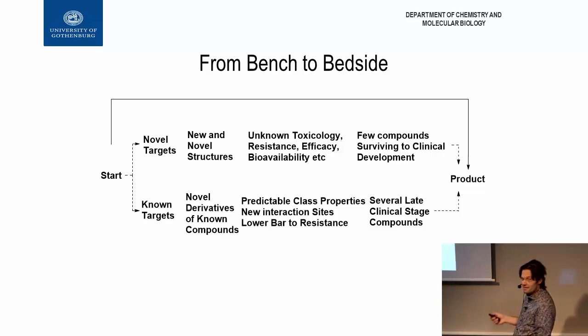So then, again, the take-home message. Two different targets, or two ways to do it. Novel targets, known targets. The last case, we get quite a few compounds up here, but we might lose them in the clinical trial. And up here, we get a few compounds, but they're usually much more interesting. We might lose them too.